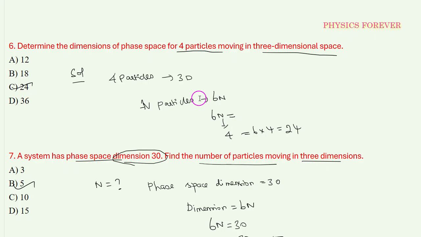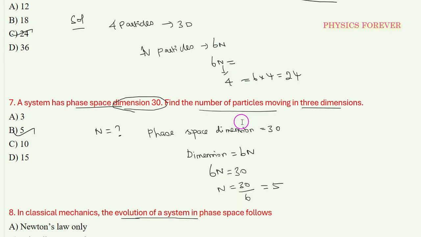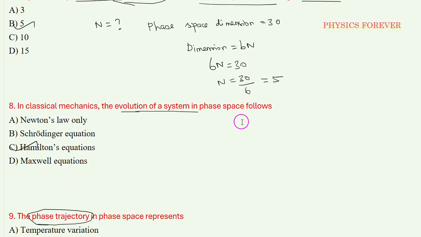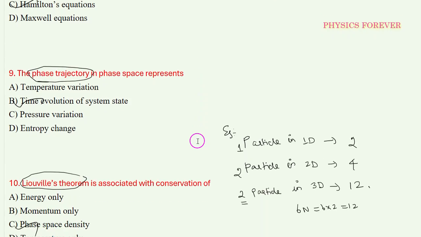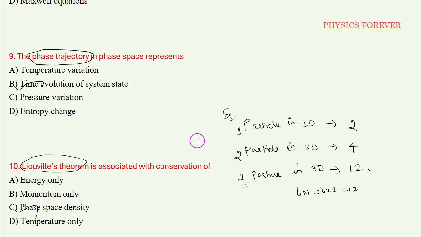Phase space: you should know what phase space is, then phase tangentially, then Liouville theorem, and how to find out the phase space dimension for the given system. The particle may be in 1 dimension or 2 dimensions, or the number of particles may differ: 2 particles in 3 dimensions, 2 particles in 2 dimensions, or 1 particle in 1 dimension. The question may be like this. These are all most important, so concentrate on those questions. If you take some previous question papers, those questions may be like this.